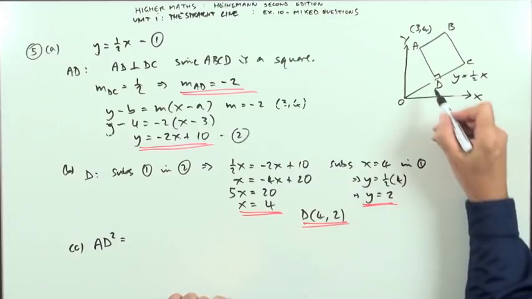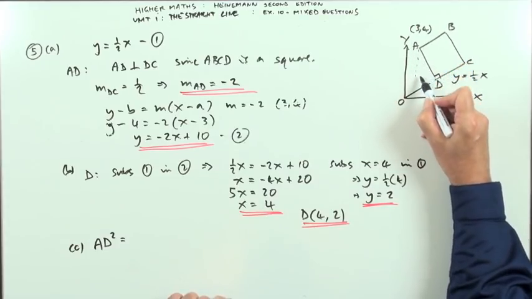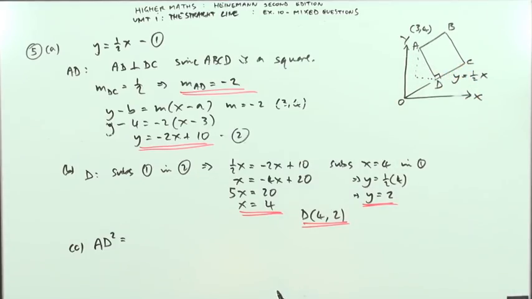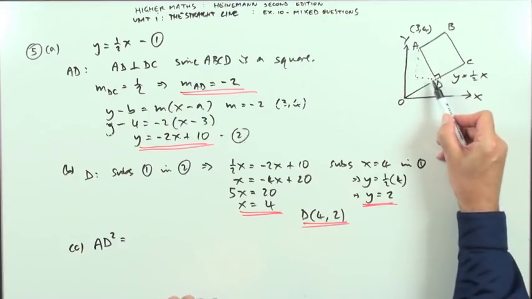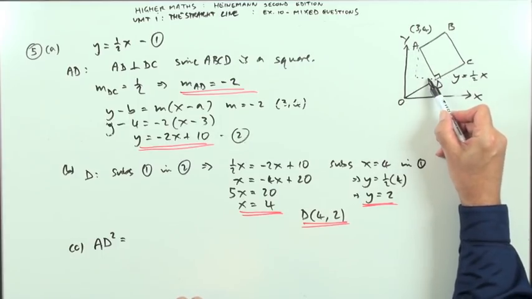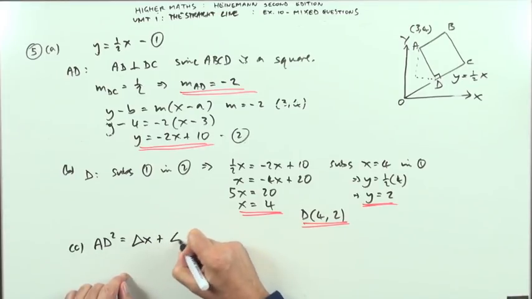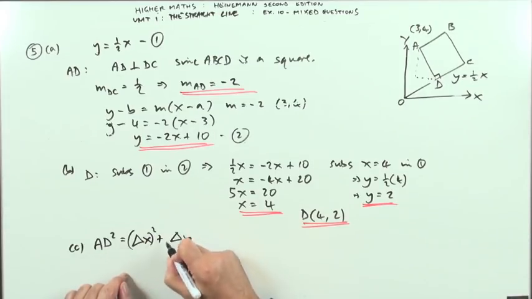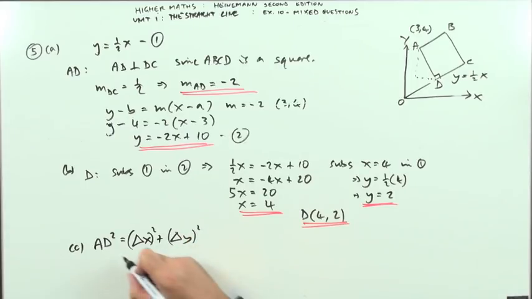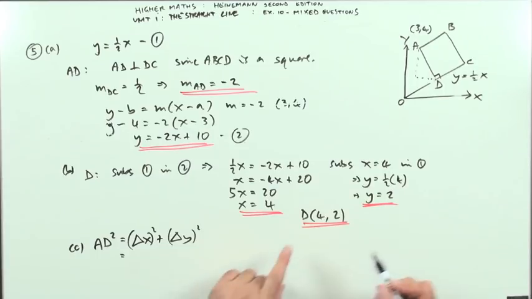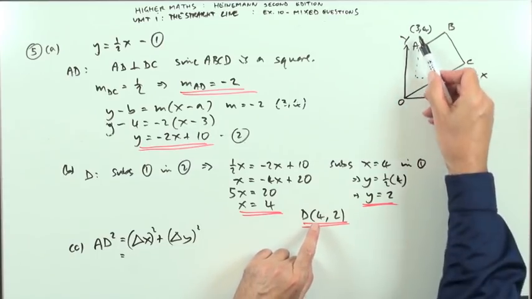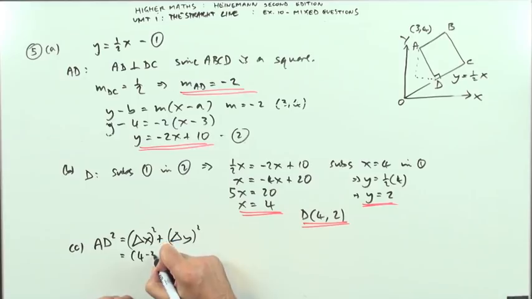So AD squared, again, it's a sloping line, so using Pythagoras. Call that the distance formula, if you will, which just means the vertical and horizontal sides of that will be the difference in the x's and the difference in the y's. The difference in the x's and the difference in the y's for the two shorter sides of that triangle. So, difference in the x's from A to D. Well, D is at 4, A is at 3, so that's 4 minus 3.